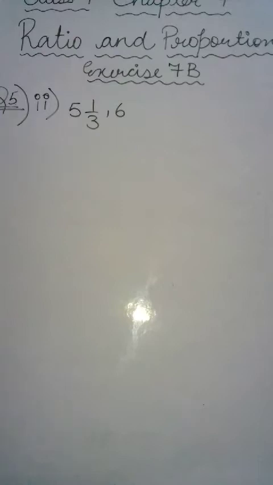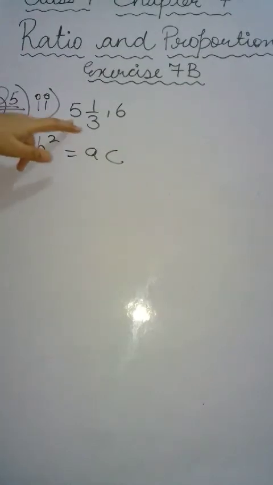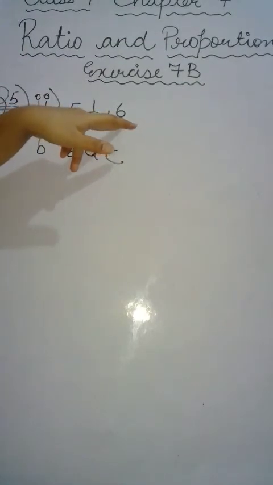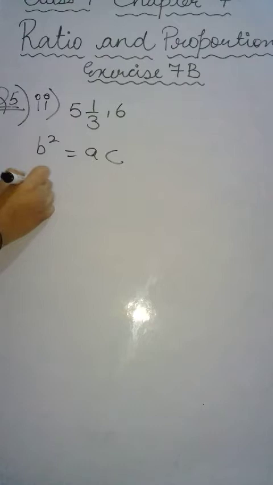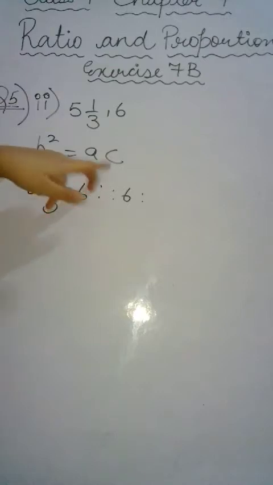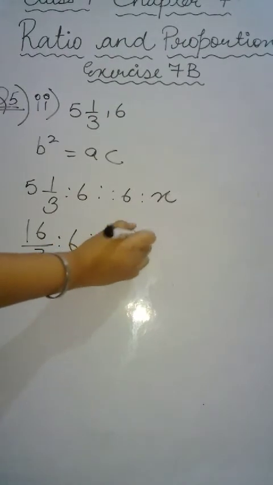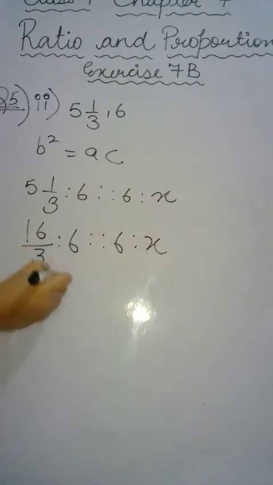Now look at question number 5. In question number 5, you have to find out the third proportional. We know for third proportional, b square is a into c. This is a, this is b. B square means you have to write down this b 2 times. So it will be 5 and 1 by 3 is to 6, 6 is to x. Now you don't know c, so it will be x. Okay. Change it into an improper fraction. 5 threes are 15 plus 1, 16. 16 upon 3 is to 6, 6 is to x. Now what do you need to do?